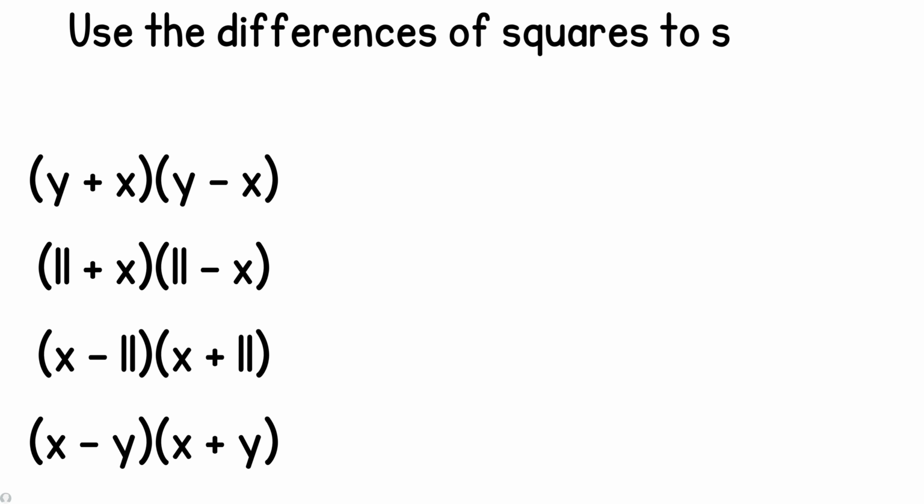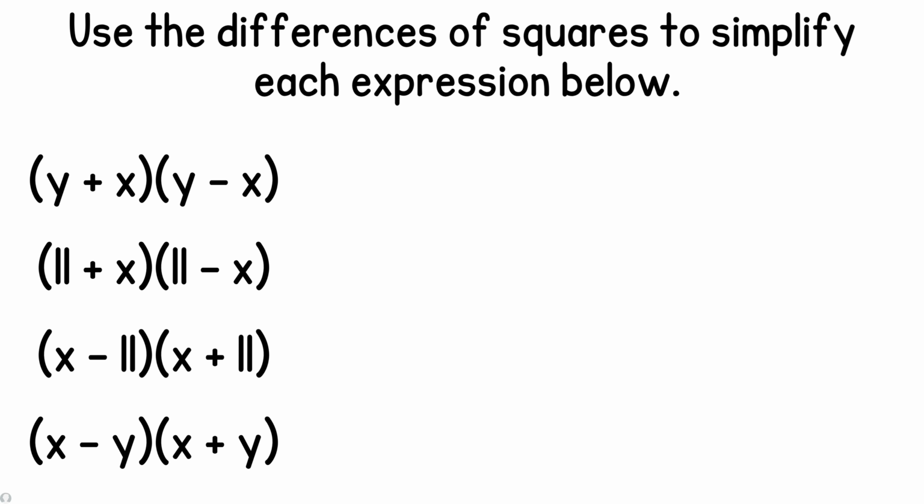In this example, we're going to use the difference of squares to simplify each expression. So we know that they're all going to be in the form a squared minus b squared. If we look at our first example, a is y and b is x. So we can write this as y squared minus x squared.